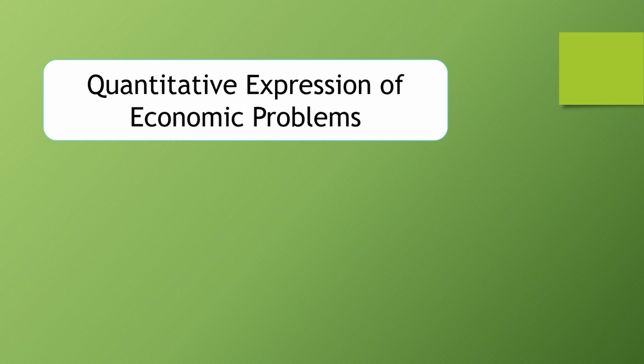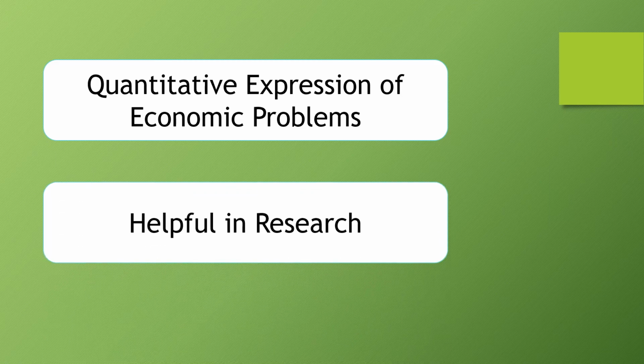Rather than simply saying that there is unemployment, if a numerical value is given, it gives more sense, right? Say for example, it is told that 70% of the youth is not employed, then it makes more sense, right? So that is the quantitative expression of economic problems. Next is helpful in research. These statistical values help in evolving new ideas and in formulating economic laws.